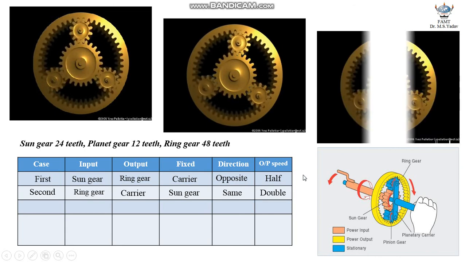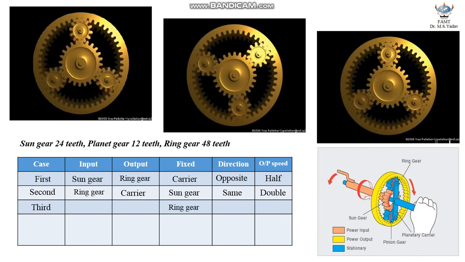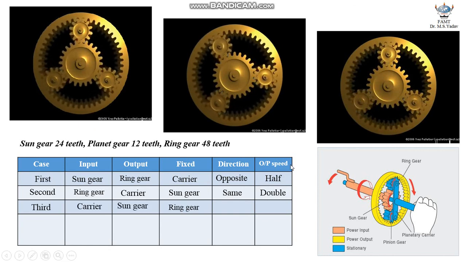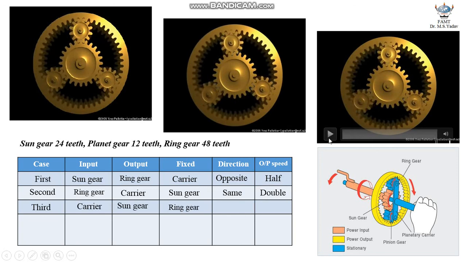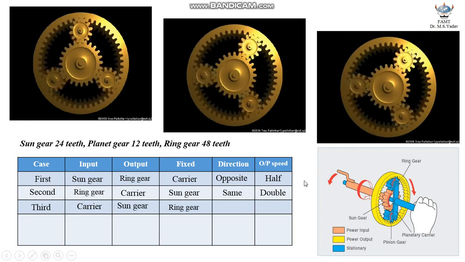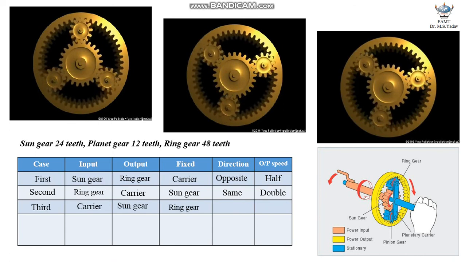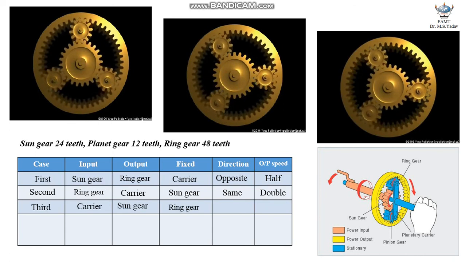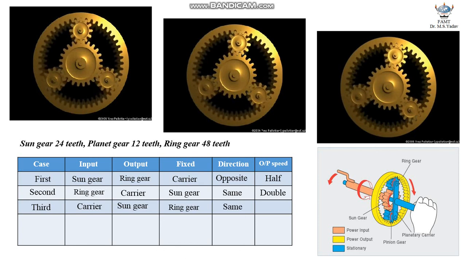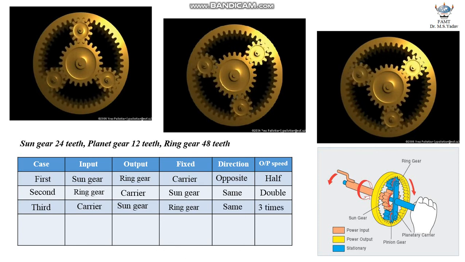In the third case, ring gear will be fixed, input will be given to the carrier, and output motion will be taken from the sun gear. This is how the arrangement will work. Both input and output will turn in the same direction, and sun gear will turn 3 times the carrier. Fourth condition is not shown here.